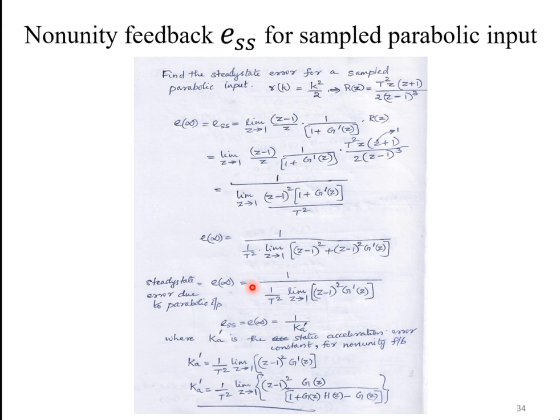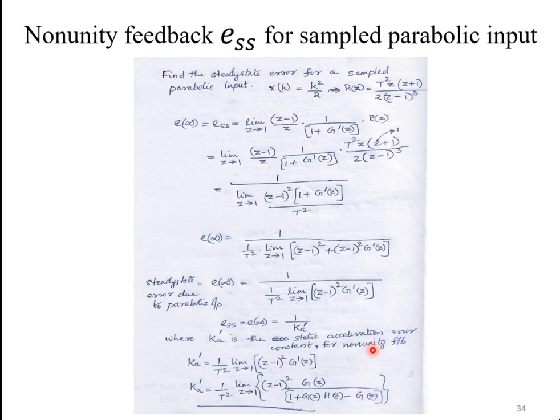So here you can see that this is already explained. The steady state error due to the parabolic input, that is e infinity or ss, is equal to 1 over 1 by t square into limit z tends to 1, z minus 1 the whole square into g dash z. That is nothing but we are taking it as 1 over Ka dash. That means Ka dash is equal to 1 over t square limit z tends to 1, z minus 1 the whole square into g dash z. So here Ka dash is this one.